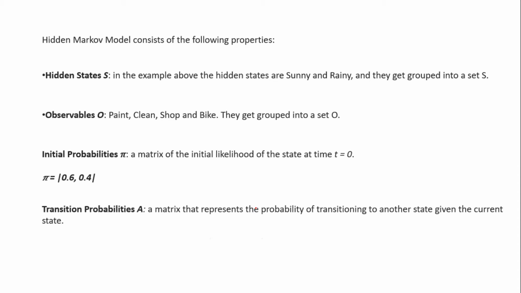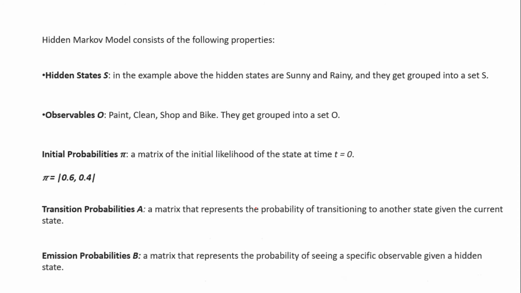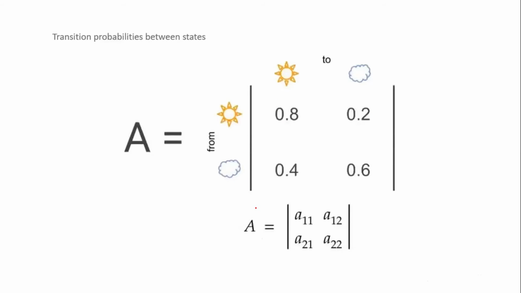Transition probabilities, we saw these just now, right? So how do we represent the transition probability between the states? This is the representation. Sunny followed by sunny, the probability is 0.8. Today is sunny and tomorrow is rainy, that probability is 0.2. Rainy followed by sunny day, 0.4. Rainy followed by rainy day, that is 0.6.